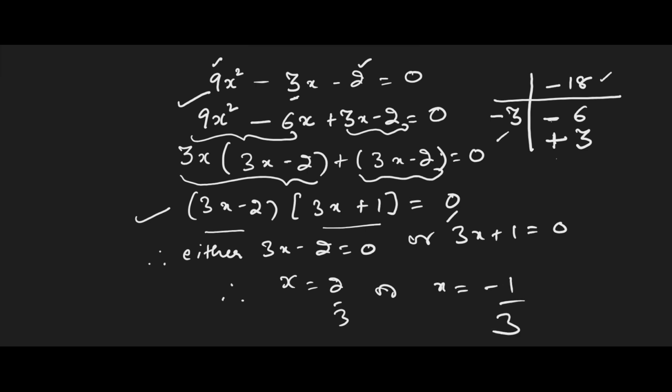So therefore that's how we solve the quadratic equation using factorization. We try to split this middle term by finding out two numbers such that the product of the two numbers is the product of the first coefficient and the last coefficient, and the sum is the middle term. Okay.